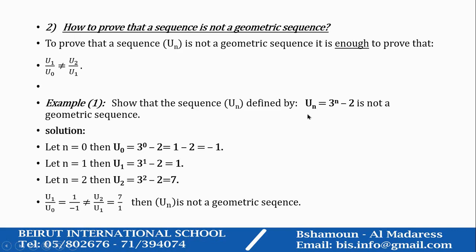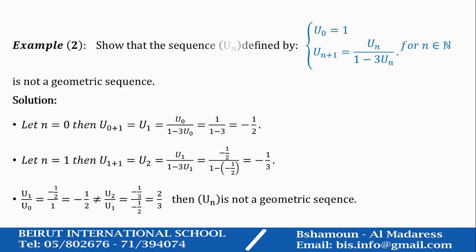Let's start with U0. For U0 you put n equals 0, you end up with 1, minus 2, it is minus 1. U1 is 3 to the power 1 minus 2, which is 1. U2 is 3 to the power 2 minus 2, which is 7. Obviously U2 over U1 is 7 over 1, while U1 over U0 is minus 1. These ratios are not equal, so the sequence is not geometric.